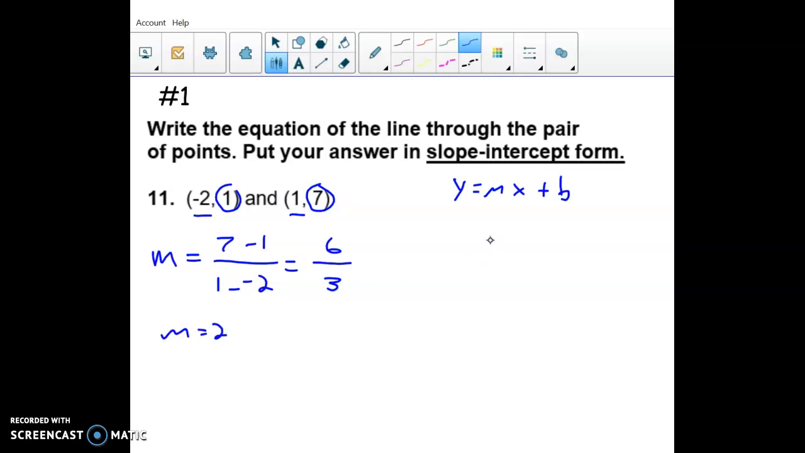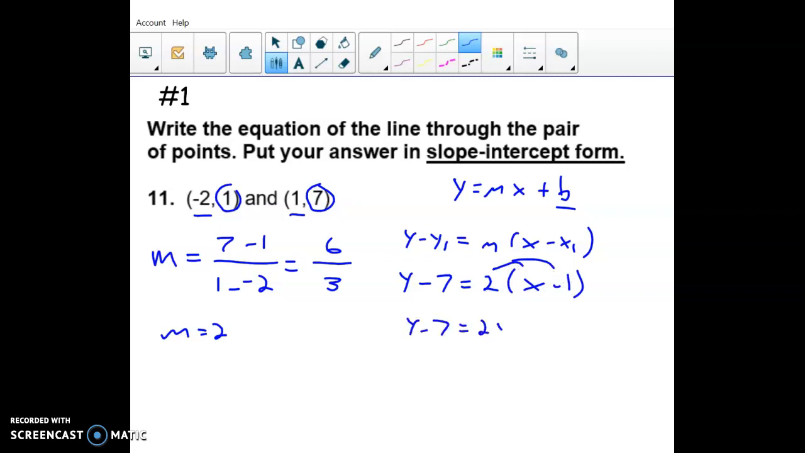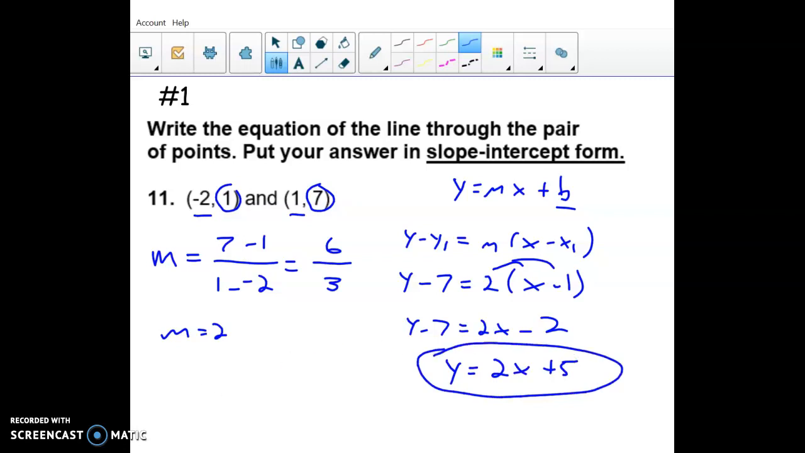Okay, and then the hard part about this is to find b. There's no easy way to find it, right? So what I end up doing is writing it in point-slope first, since I've got a couple points here, and then convert. And it doesn't matter which point you use, honestly. I'll pick the (1, 7) since it doesn't have many negatives. So I'm going to do y minus 7 and our slope of 2, and then x minus 1, and then just convert. So I'm going to distribute this 2. So y minus 7 equals 2x minus 2, and then add the 7, and you get y equals 2x plus 5. So that's the equation in slope-intercept form.